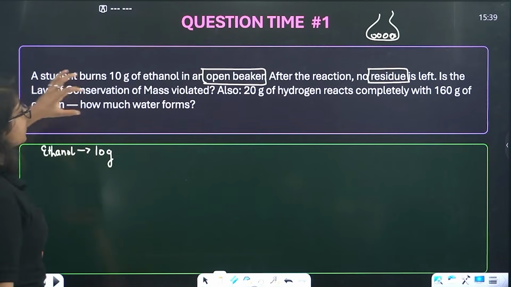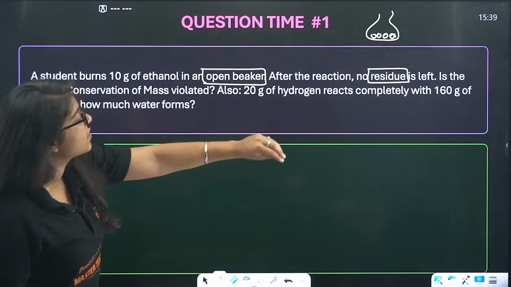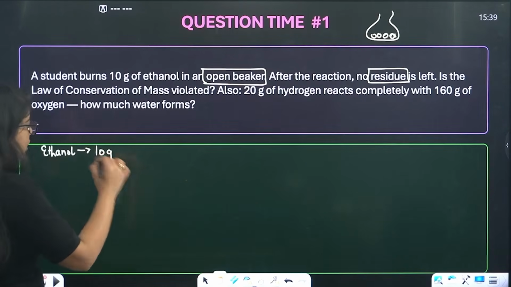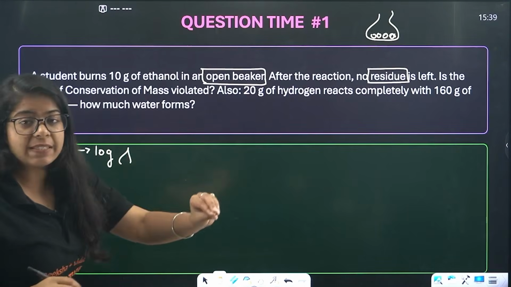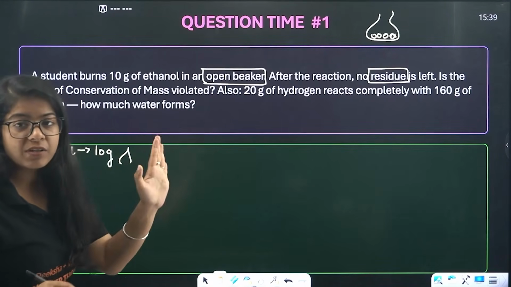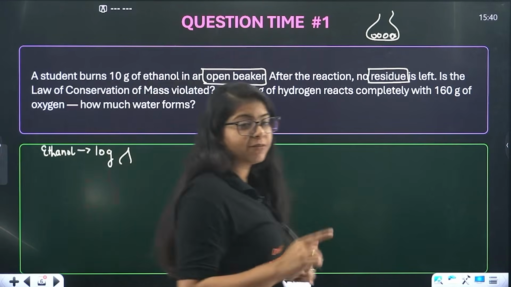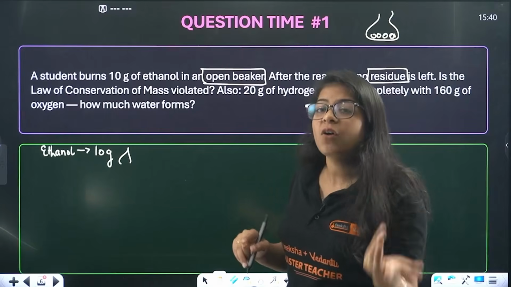Is the law of conservation of mass violated? Also, 20 gram of hydrogen reacts completely with 160 gram of oxygen. How much water forms? Okay, beta, they are saying when you burn ethanol, no residue is left. So in that beaker, no residue is left. Is the law of conservation violated or not? Tell me in the comment section, is the mass violated or not?